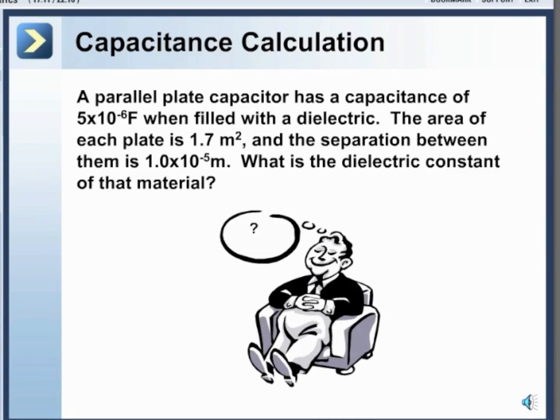A parallel plate capacitor has a capacitance of 5 times 10 to the negative 6 farads when filled with a dielectric. The area of each plate is 1.7 square meters, and the separation between them is 1 times 10 to the negative 5th meters. What is the dielectric constant of that material? Okay, so pause the video, do this on your own, and resume when you have your answer.